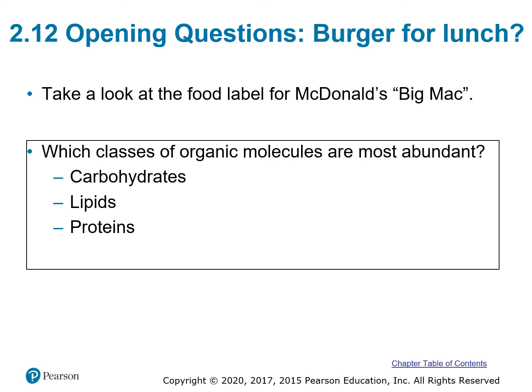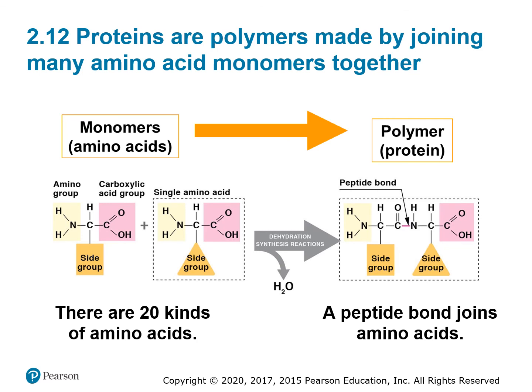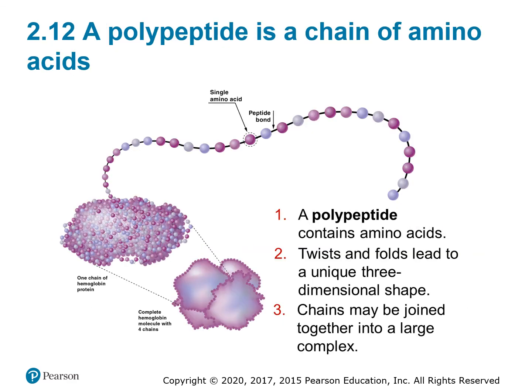So when you're eating food for lunch, you are using different types of organic molecules, primarily carbohydrates, lipids, and proteins. And as we were saying, proteins are an important part of your diet, and they play important roles in your body. Proteins are those polymers that come together from monomers to form a protein. So we take amino acids and put them together to form proteins. A polypeptide is a chain of amino acids.